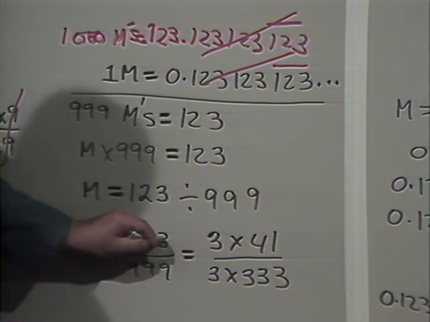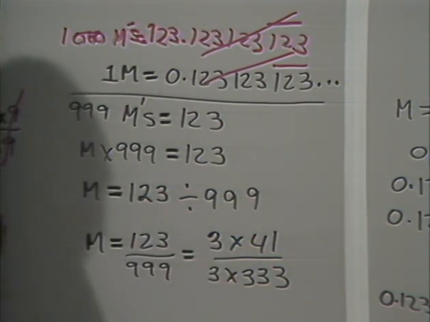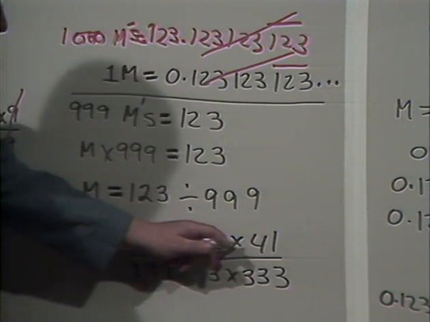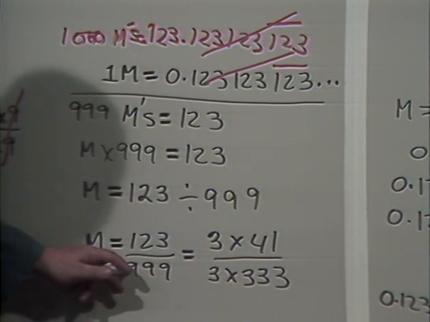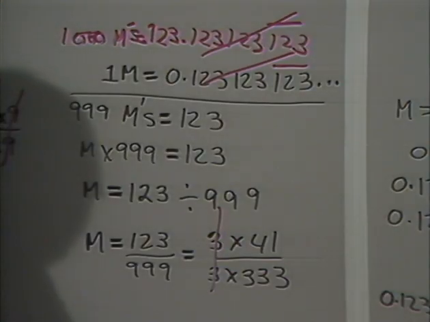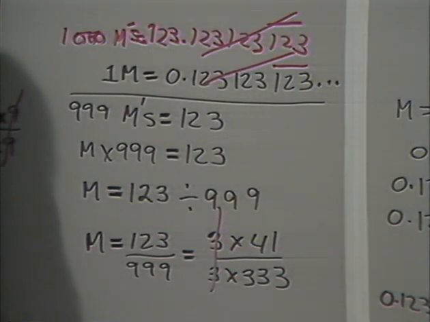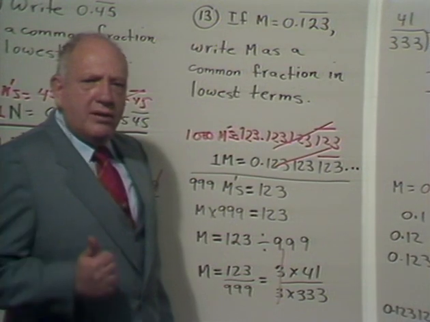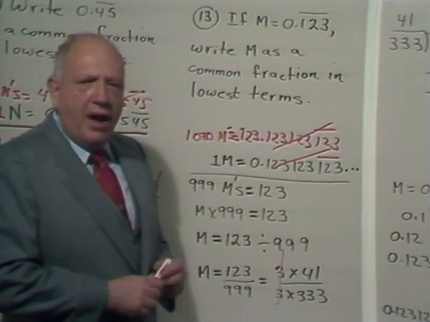1 plus 2 plus 3 is 6. That tells me my numerator is divisible by 3. 123 is 3 times 41. 999 is 3 times 333. The 3's cancel, and I'm left with what? 41 over 333, which must be in lowest terms because 41 is a prime number.